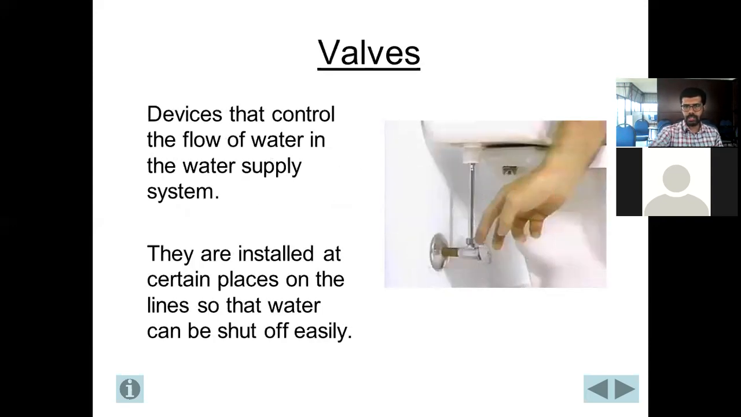Yeah, valves. You can see these valves here. Under the wash basin or at the head of the water faucet, you can see valves like this. You can just rotate it also. So what do you mean valves are? Valves control the flow of water in the water supply system. Okay. They are installed at certain places on the line so that the water can be shut off easily. So if you want to shut off the water connection from here to your water faucet system, you can close it here. Okay, if there is some maintenance and all, you can close it here. Then all the water won't be flowing from this pipeline to this.